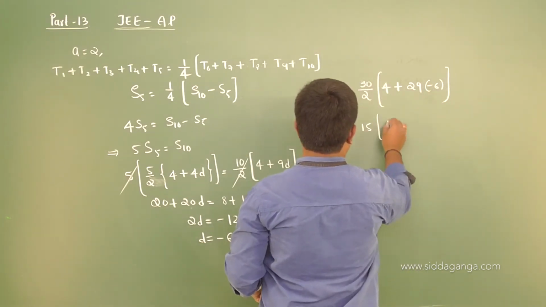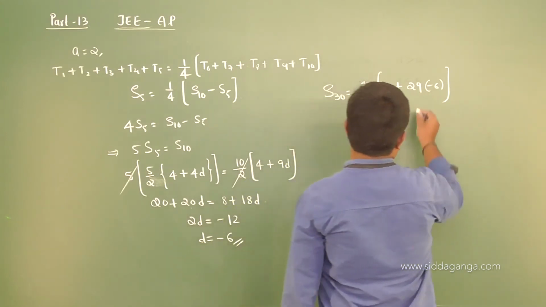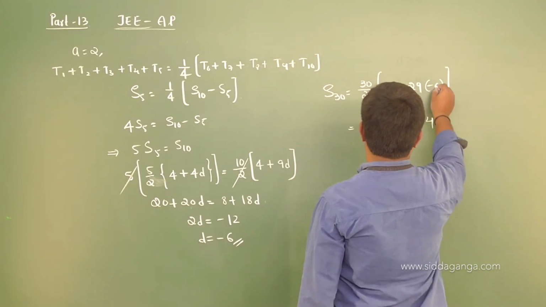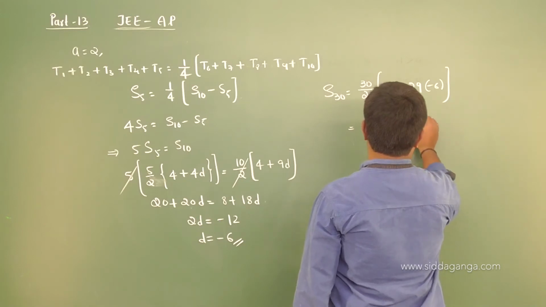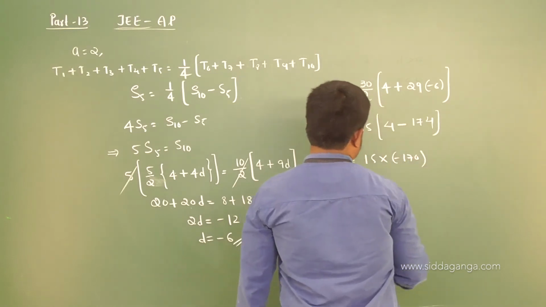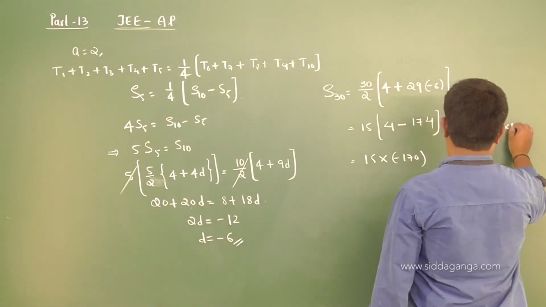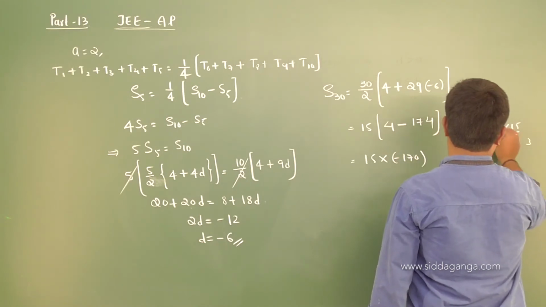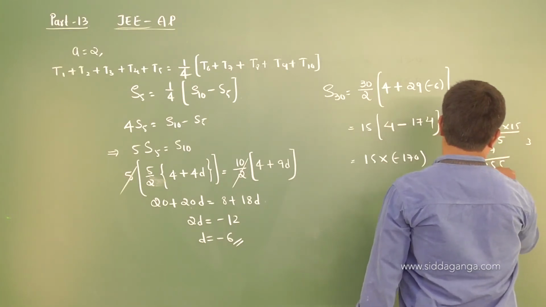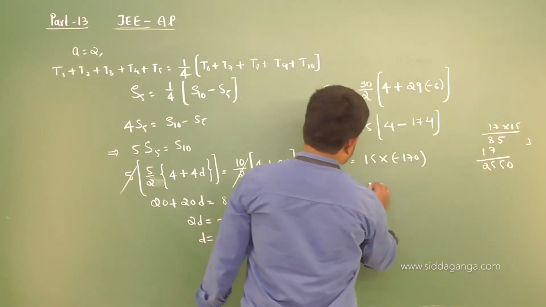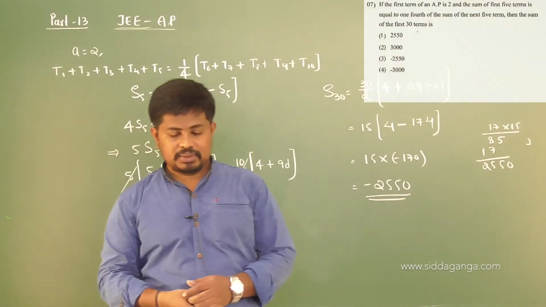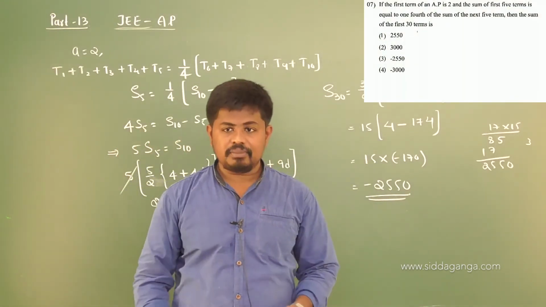So 15 into 4 plus minus 29 into 6. So 174, you get 15 into minus 170. So you get 17 into 15, right? This is 15. So I think minus 2550, right? Minus 2550 is the required answer. So minus 2550, that is option 3 is the correct one.